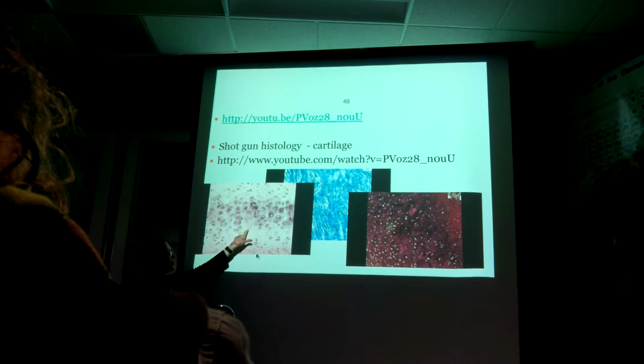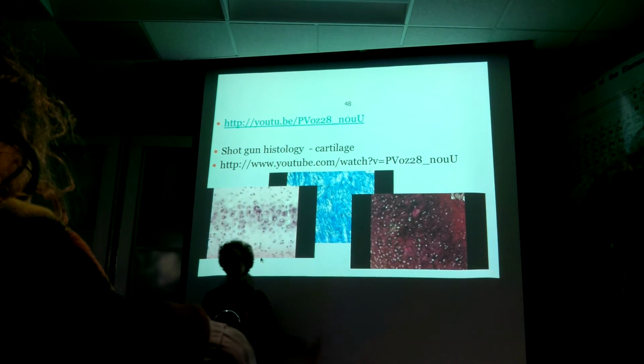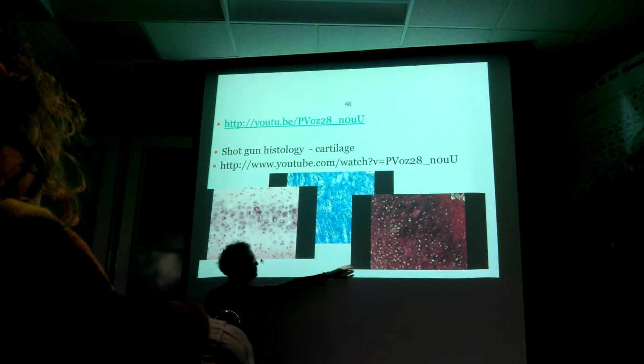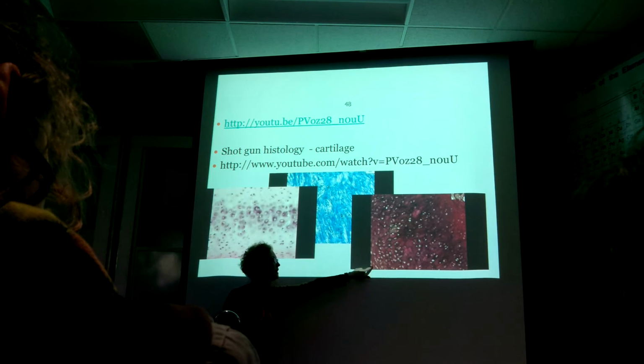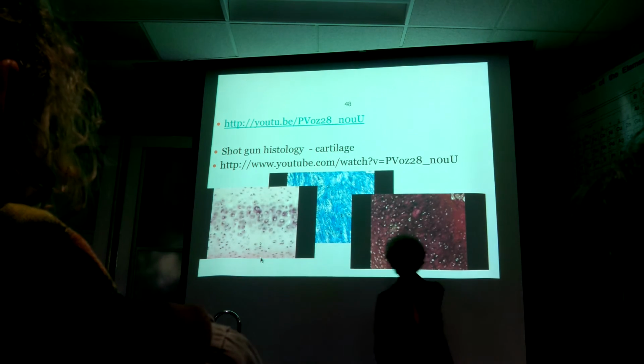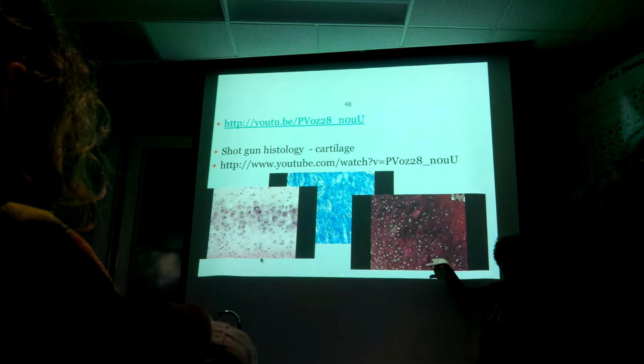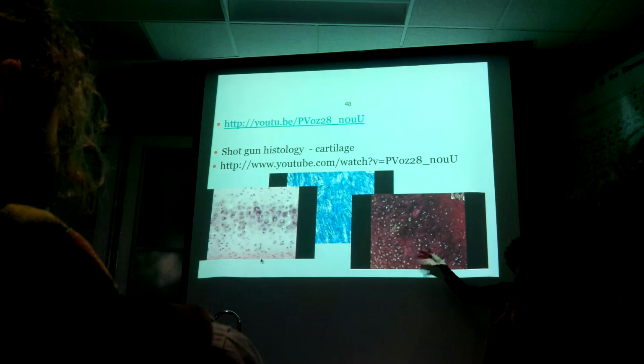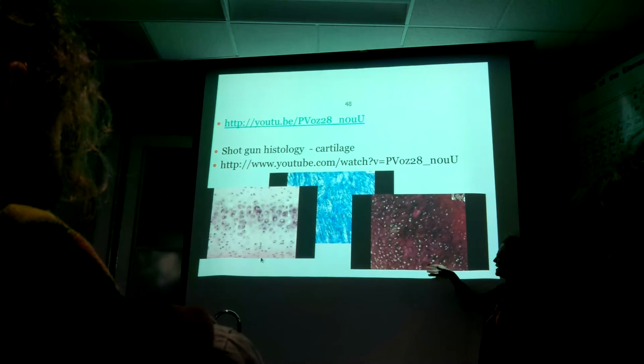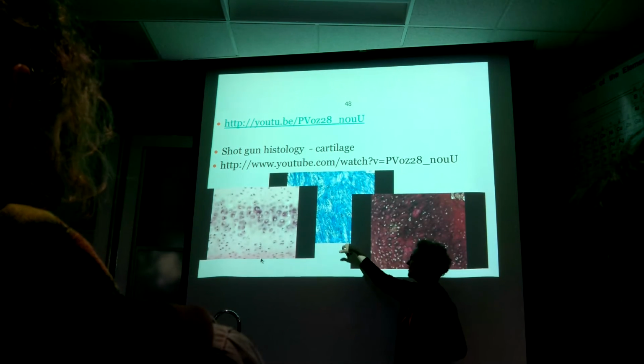Now, the difference between hyaline and elastic is just the elastic fibers. So you have more elastic fibers in this cartilage, and you can still see the lacunae. And this is stained very dark to see the elastic fibers. It's not easy to see elastic fibers in cartilage unless they're specifically stained. And then this is fibrocartilage.